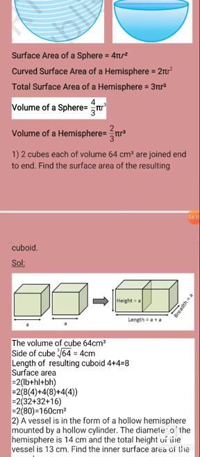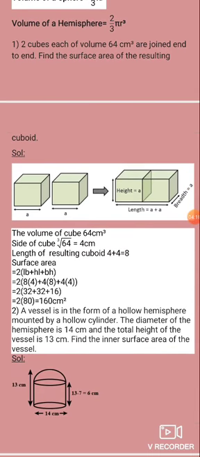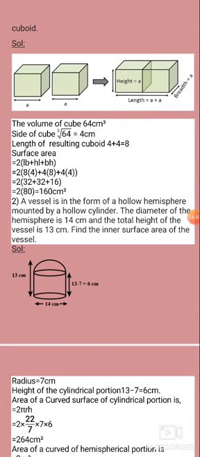Now the next one. A vessel is in the form of a hollow hemisphere mounted by a hollow cylinder. The diameter of the hemisphere is 14 centimeter and the total height of the vessel is 13 centimeter. Find the inner surface area of the vessel. So listen carefully to the figure. The radius is equal to 7 since the diameter is 14 centimeter.